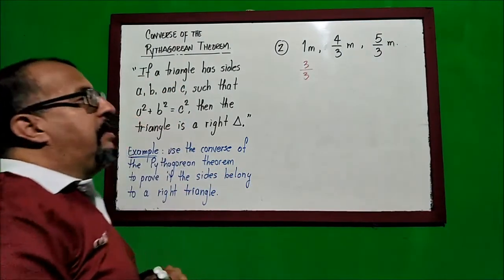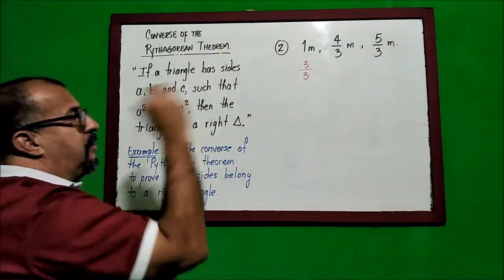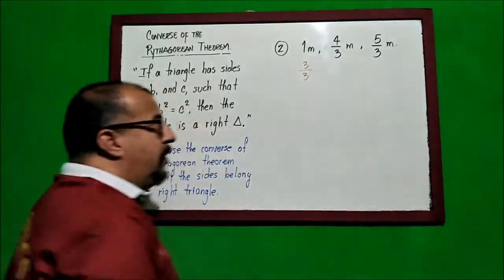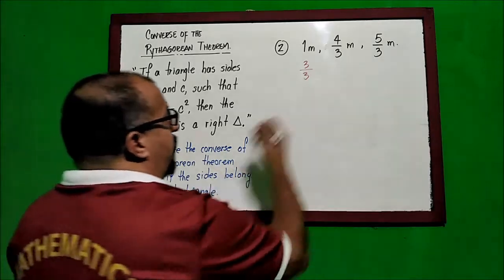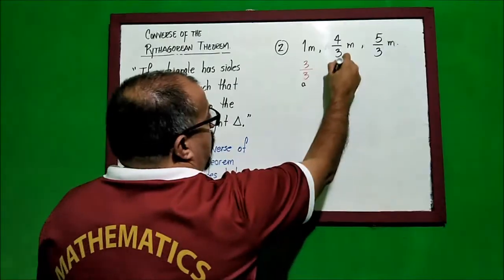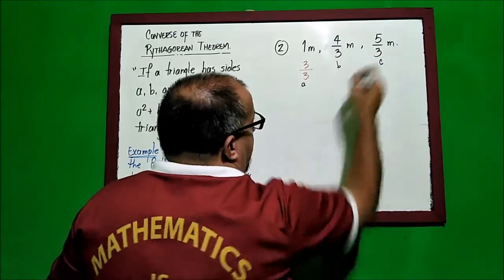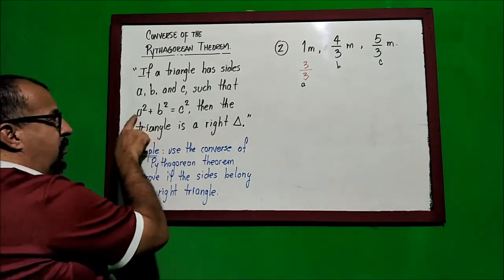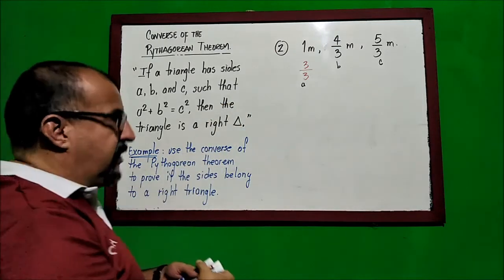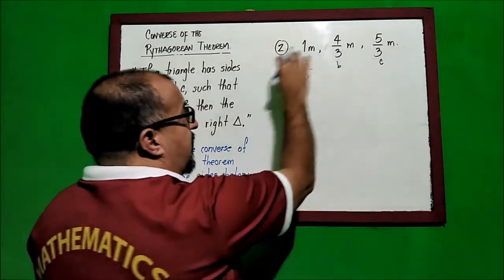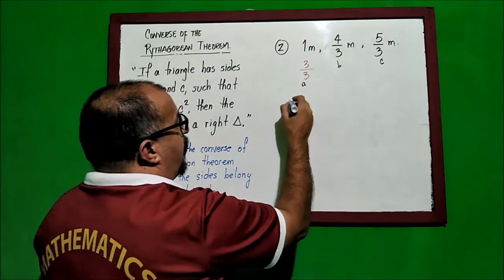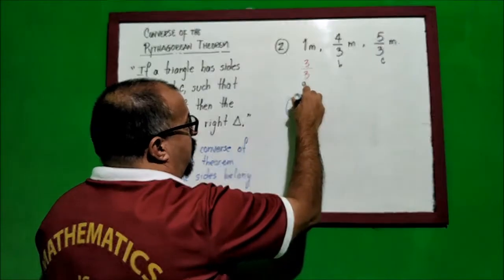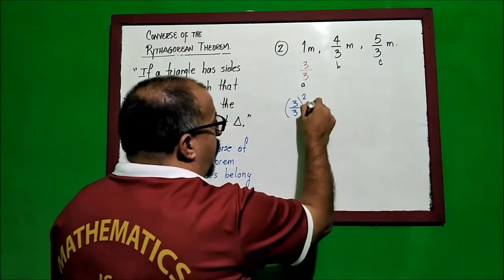So here we have the three sides of the triangle: 3/3, 4/3, and 5/3. Obviously this will become A, this will become B, and finally this one will become C. So let's proceed to use the converse and prove if the sides of these triangles are correct. So we take 3/3 and raise it to the second power.